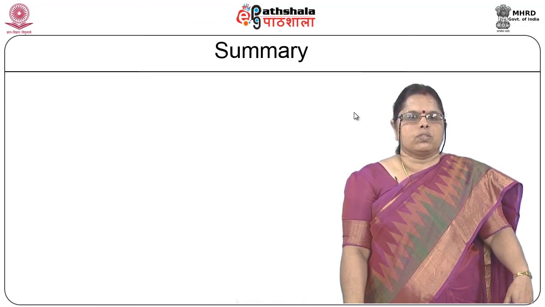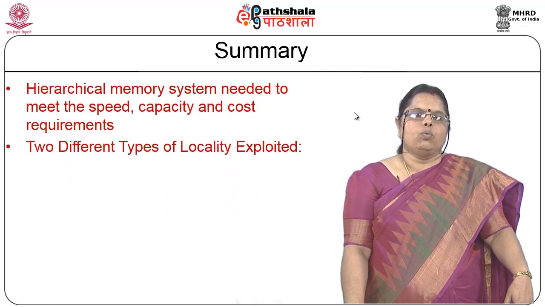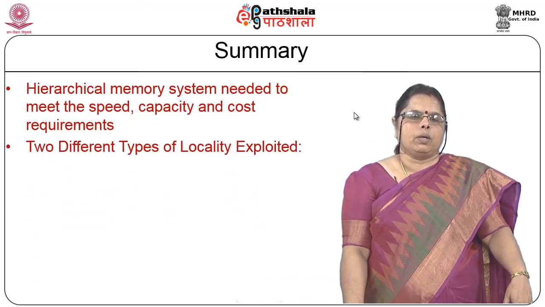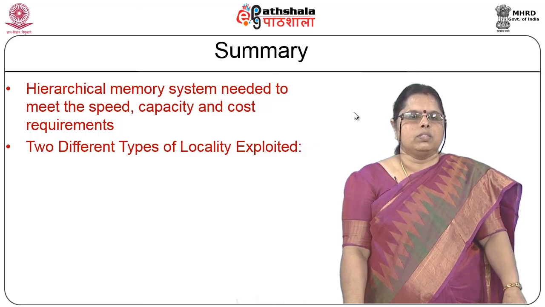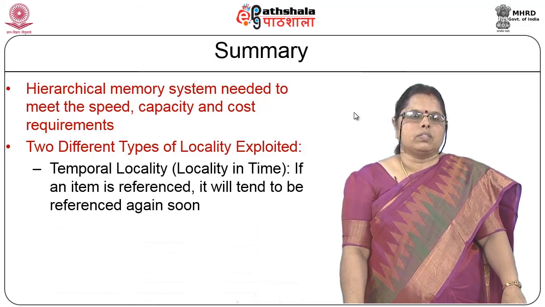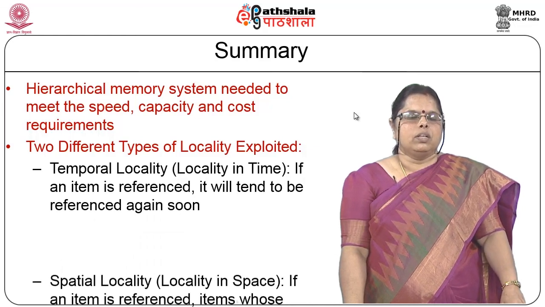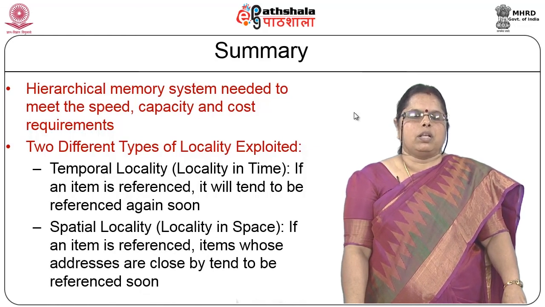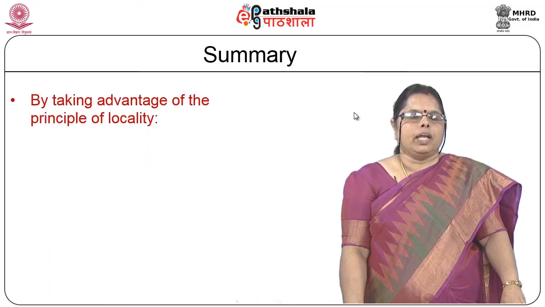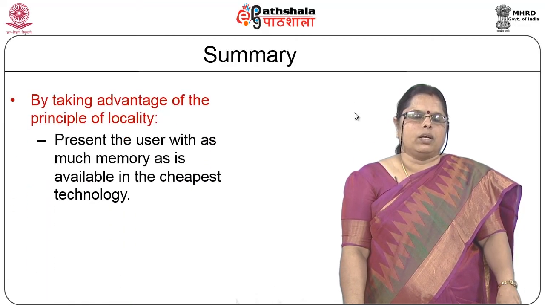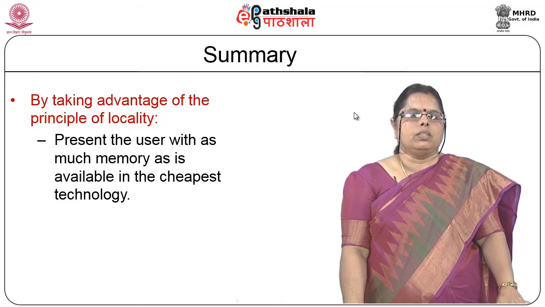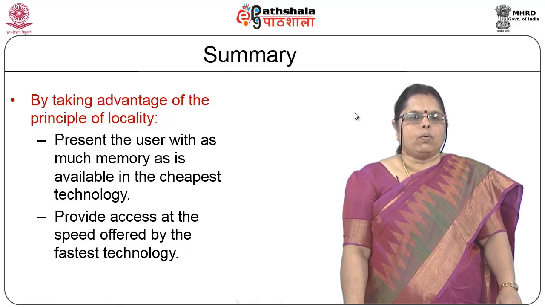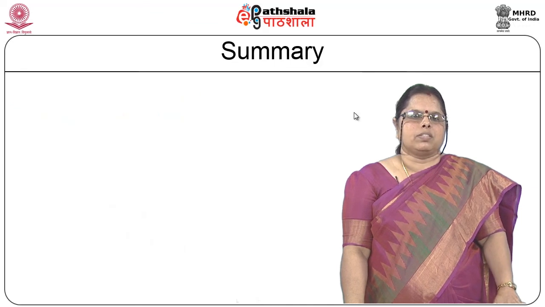So, to summarize, we have looked at the need for a hierarchical memory system in order to meet the speed, capacity and cost requirements. And in a hierarchical memory system, we basically try to exploit two types of locality of reference, the temporal locality of reference and the spatial locality of reference. By taking advantage of the principle of locality, we are trying to present the user with as much memory as is available in the cheapest technology and provide access at the speed offered by the fastest technology.